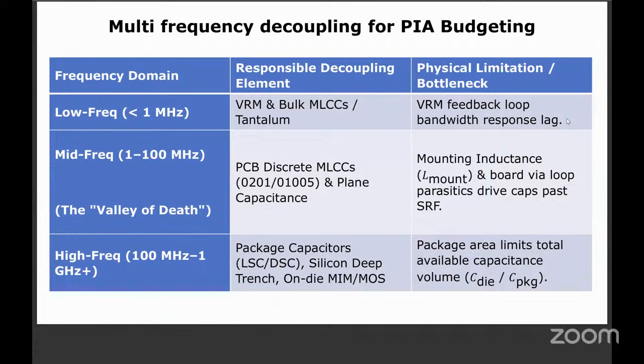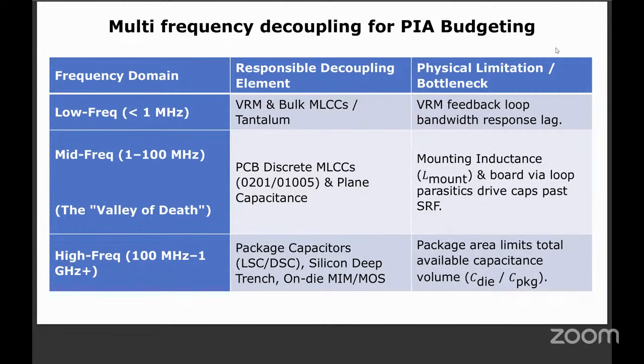This is again a 30-year-old formula. Low frequency, less than 1 megahertz. The voltage regulator module itself will be able to pump more current. VRM feedback loop, bandwidth response lag. These are the limitations or a bottleneck in the third column. Then mid frequency, 1 to 100 megahertz. PCB discrete multi-layer ceramic capacitors, 0201 or 01005. 0201 can reside in the space of 0402. That is the size we are talking about.